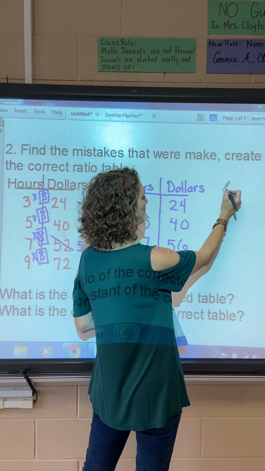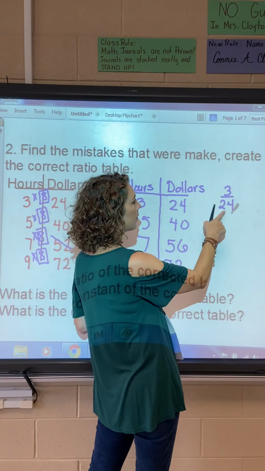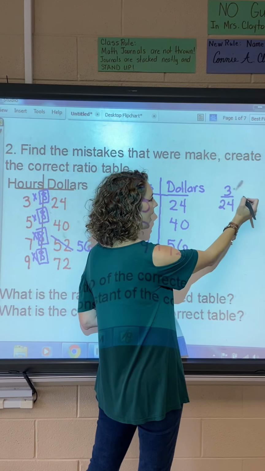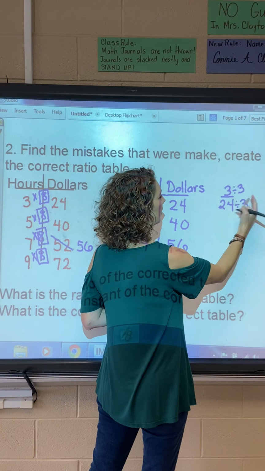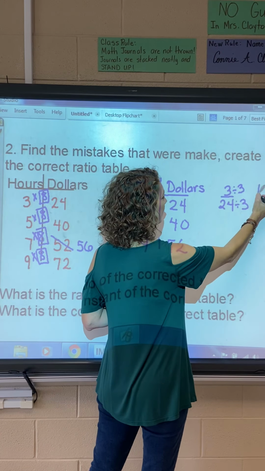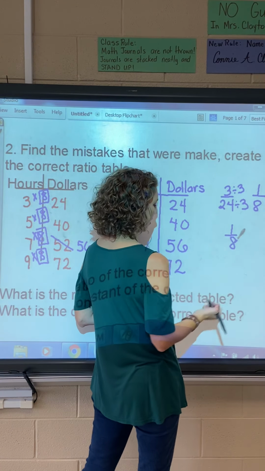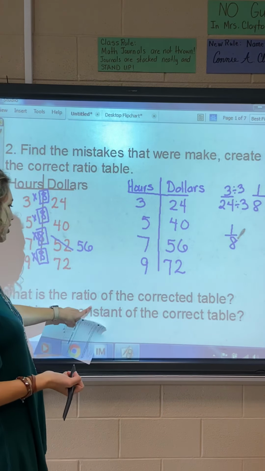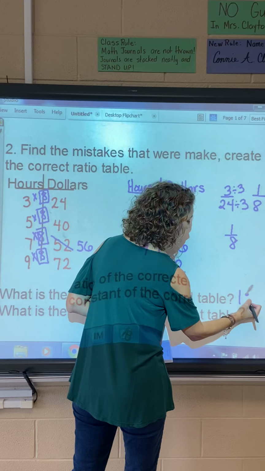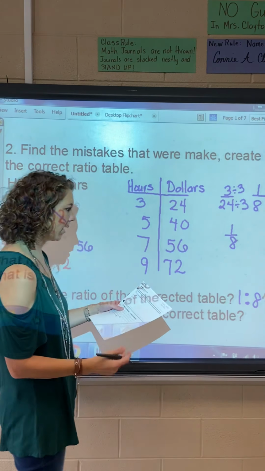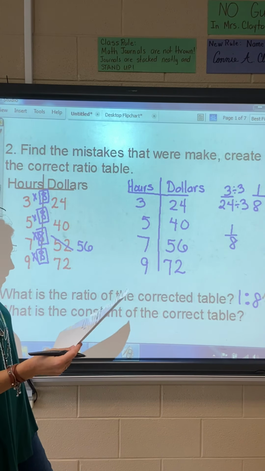So we have 3 to 24. I'm just going to write it as a fraction. Let's simplify that. How can we simplify that? Okay, they both have what common factor do they have? They have a 3 in common. Okay, so 3 divided by 3 is 1. 24 divided by 3 is 8. I don't know if you can see that on the side, so I'll rewrite it down here. Okay, so my ratio for this in simplest form is going to be 1 colon 8. 1 to 8.